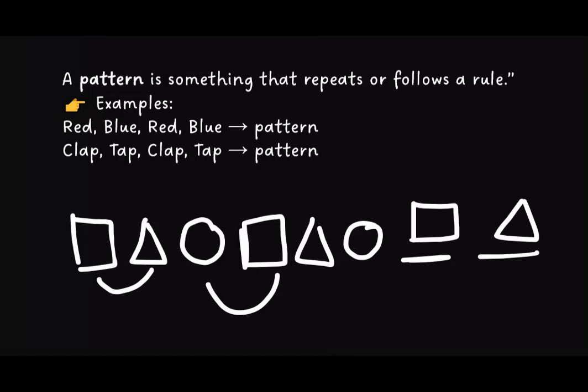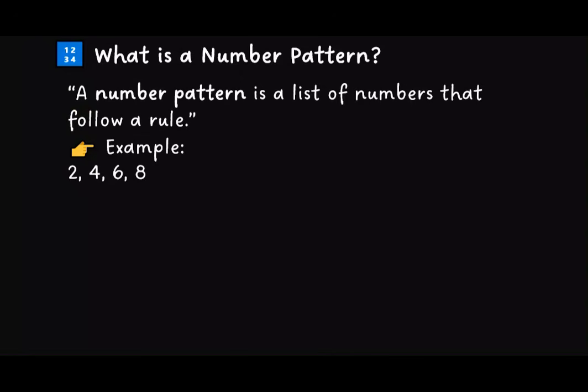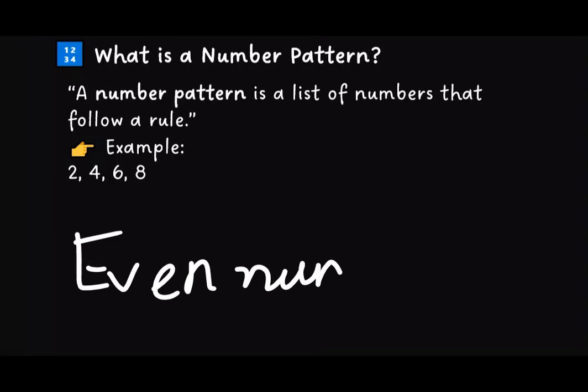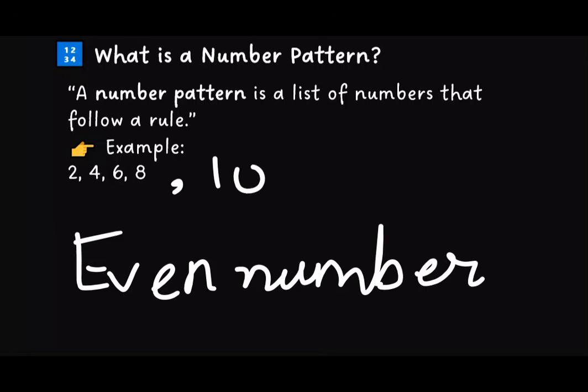In the first examples we discussed word patterns, and now we are going on to number patterns. So what is a number pattern? A number pattern is a list of numbers that follow a rule. Like in the first slide, we have the example of 2, 4, 6, 8, and these are even numbers, and these even numbers are following the rule of adding 2 to get the next number, and the next number in this sequence is 10.